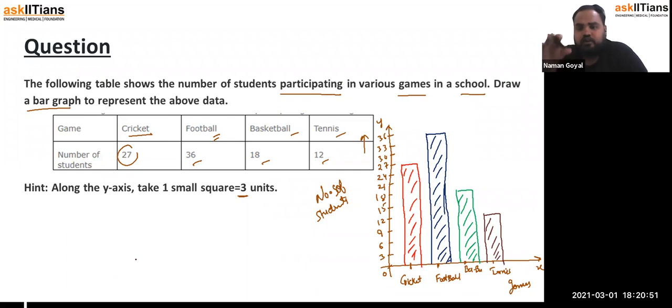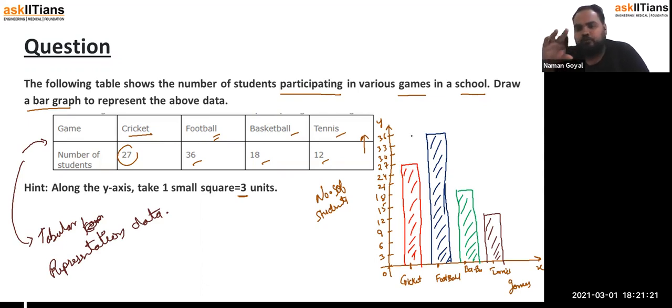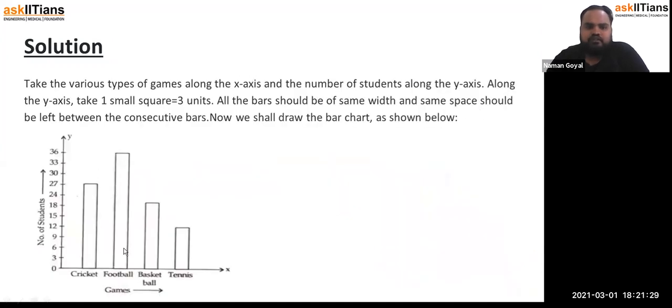Okay, so after drawing this bar graph, the data that is given, this form is known as what? Tabular form. This is the tabular representation of data, because the data is represented in tables, right? That's why we can tell it is a tabular form. Okay, now with the help of this bar graph, you can easily tell me that football is the most likely game, right? And tennis is the least likely game. Okay, got it. So if you see, we got the same bar graph.